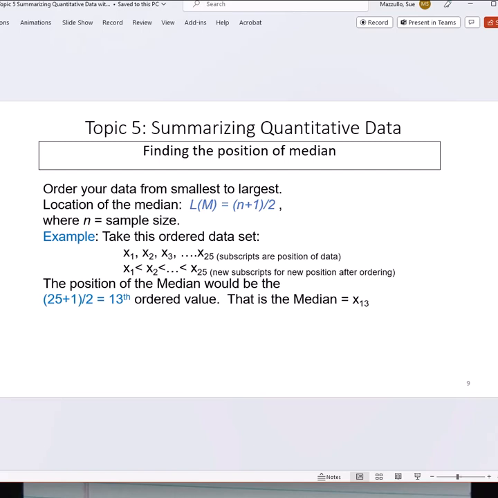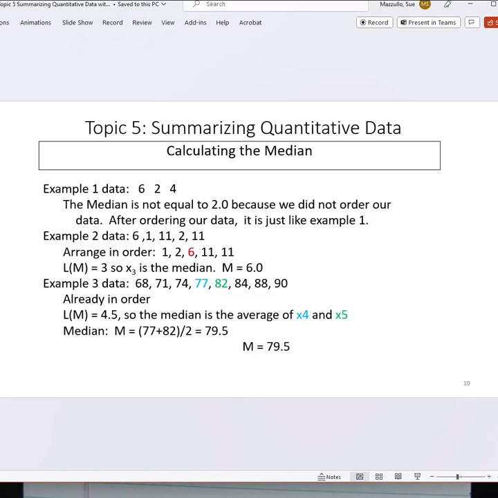If I want to find the location of my median, here's the calculation for it. So L for location, M for median. The location of the median: you take how many are in your data set, add 1 to it, and divide that number by 2. If we have an odd number, we're going to get an actual value. So in this particular example, if I had 25 in my data set, I'd take 25 plus 1, that's 26, divided by 2, it'd be 13. That tells me the location of my median after I have ordered my data set. So the 13th data value will be the value of the median.